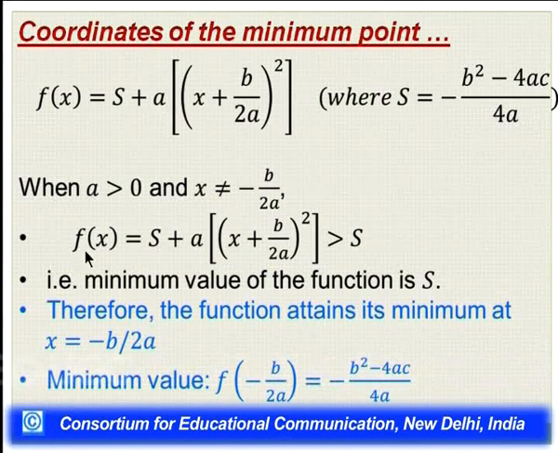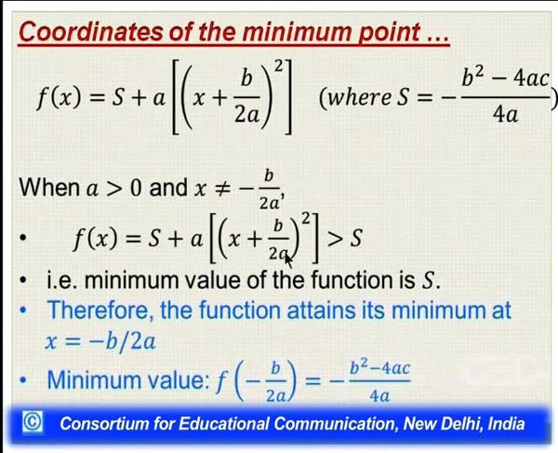Then the function f of x will be given as that value s plus a times x plus b by 2a the whole square. Now because a is positive and x plus b by 2a the whole square is always going to be non-negative, here we have a situation, in particular x plus b by 2a the whole square will be positive because x is not minus b by 2a. So here we have a situation where we are adding some value to the value s.